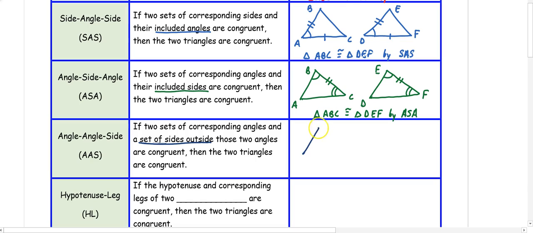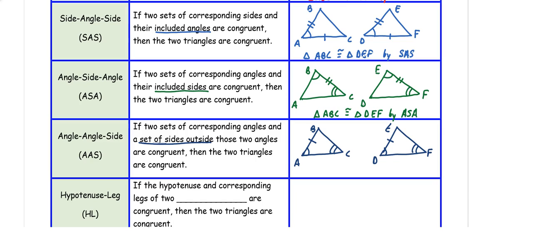So if I have triangle ABC, and I have triangle DEF, when I look at those two triangles, I could say that A is congruent to D, C is congruent to F, and AB is congruent to DE. So the side is only going to touch one of the angles instead of both this time. So in this case, triangle ABC is congruent to triangle DEF by angle, angle, side.